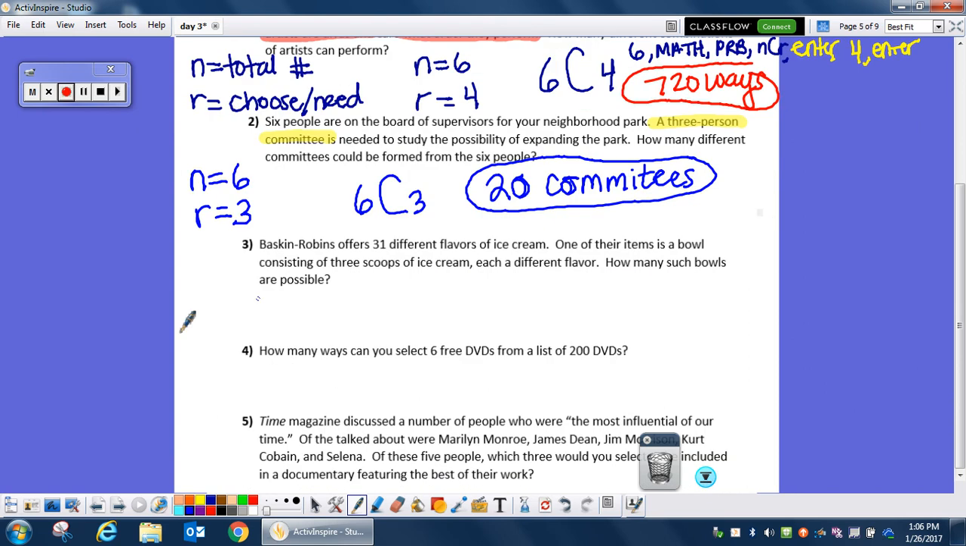Apparently they have 31 different flavors of ice cream. One of them is a bowl which has 3 scoops of ice cream. How many such bowls are possible? So this is a combination because it doesn't say your order matters. It doesn't say you have to have a specific order, one on the top, one in the middle. So you have 31 flavors, and then you're picking 3 flavors for your scoops. So n equals 31, r equals 3, and you would need to calculate this. Okay?